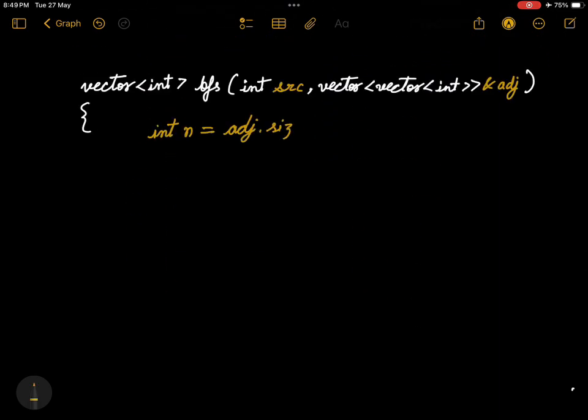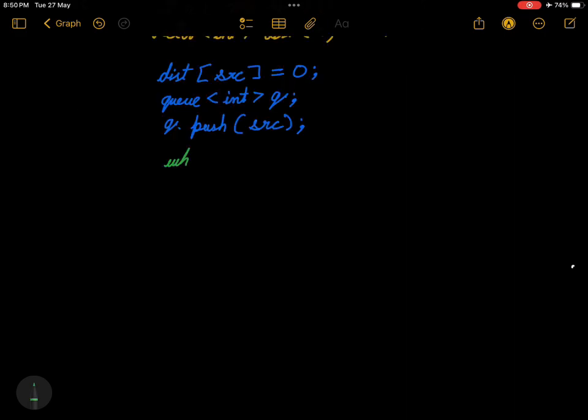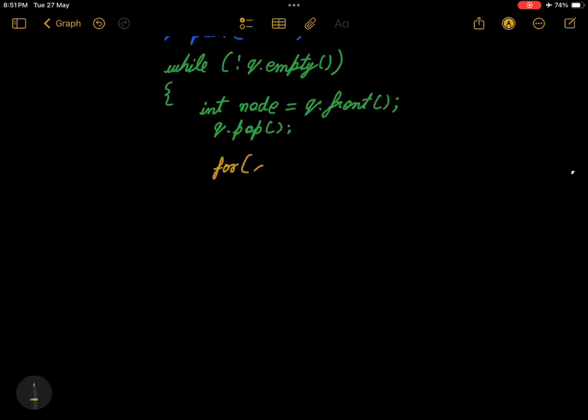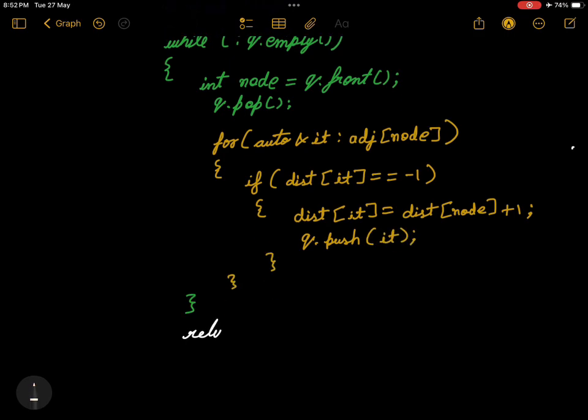Now let's see in the code how we're gonna write it. Let's get the size of the adjacency list, or number of vectors. Then we will have a distance vector initialized with -1. Then mark the distance of source 0, push it into the queue, and start our BFS traversal. In BFS traversal, we will get the node, we will pop it out and look for the neighboring nodes. And if we find that the neighboring node is not visited, or its distance is -1, we will mark it as distance of node +1 and push it into the queue. That's it. Finish. At the end, we will return the distance vector.